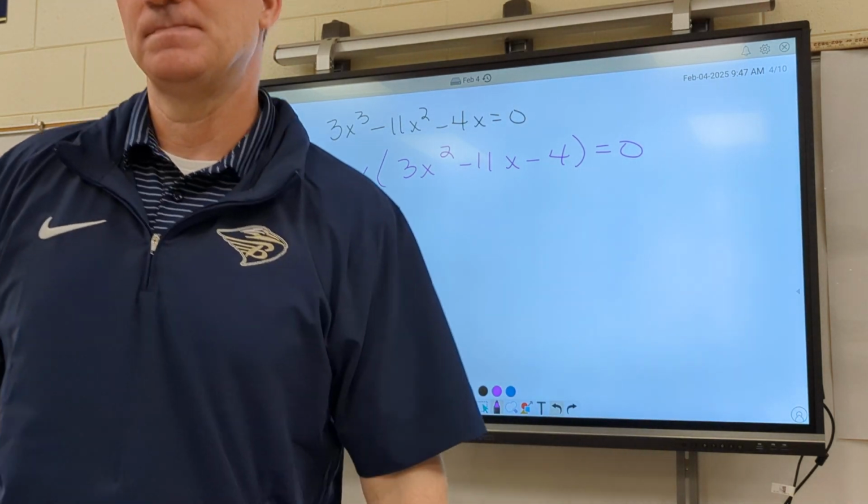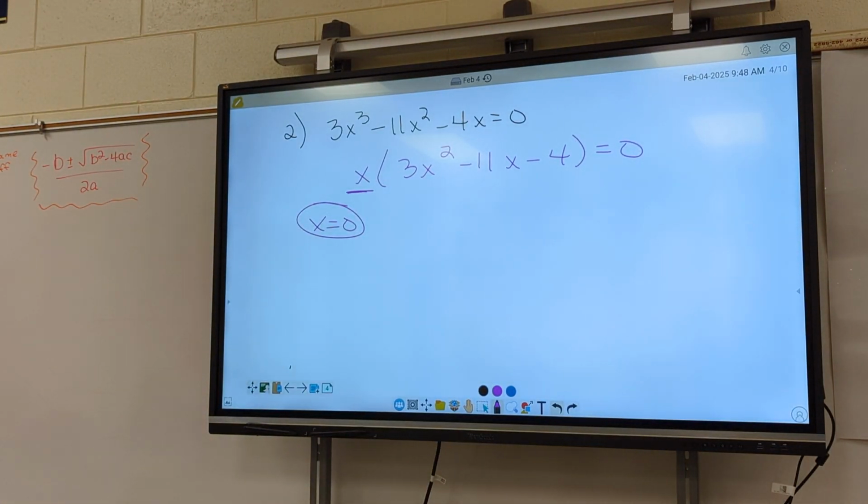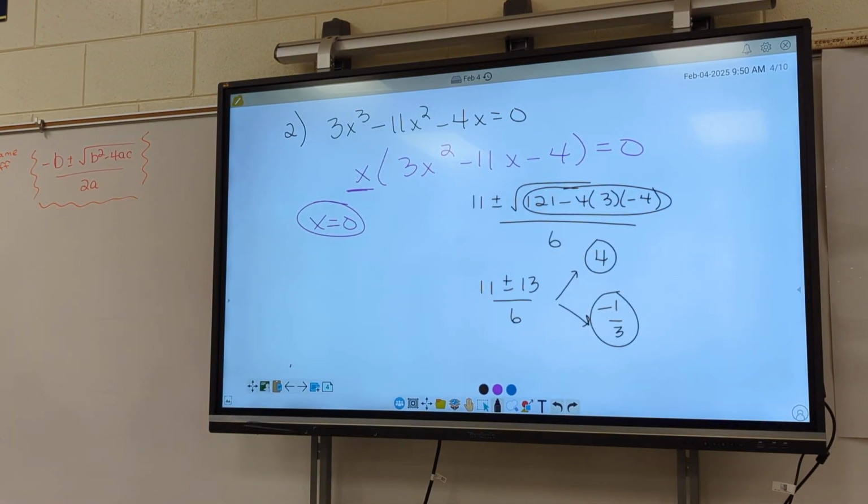Should be good. Coach, do we have to write x equals 0 out every time? Number 3 looks just like number 2. Do the same steps. So try 3 and we'll check it.